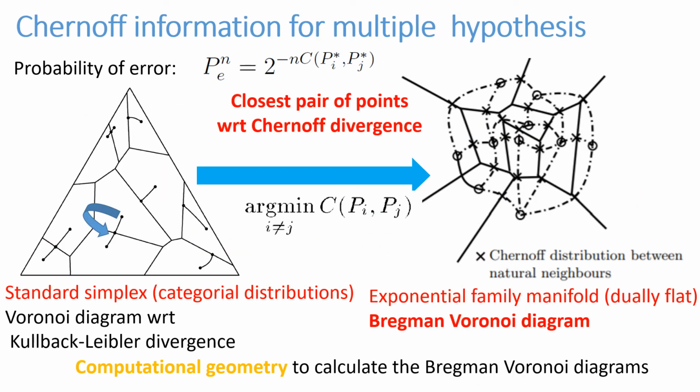When instead of two distributions we get a finite set of n distributions, the n-ary Chernoff information is defined as the closest pair of distributions with respect to Chernoff information. On the left, we visualize n distributions in a probability simplex of categorical distributions. On the right, we show the n densities of an exponential family on an exponential family manifold. To compute the closest pair with respect to the Chernoff divergence, we can calculate the Kullback-Leibler Voronoi diagram, which amounts to a Bregman Voronoi diagram. Therefore, many techniques of computational geometry can be fruitfully used to solve a problem in statistics.